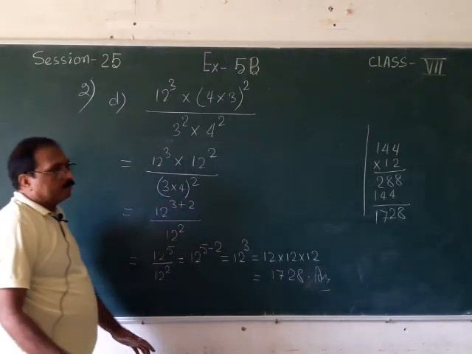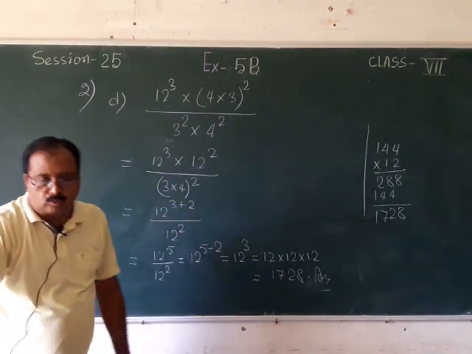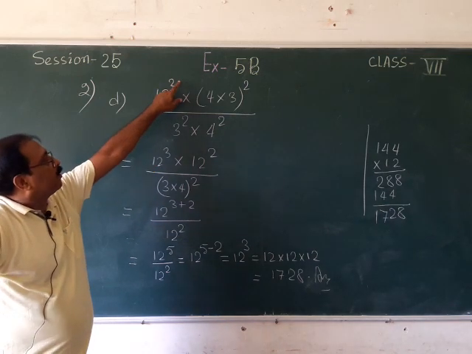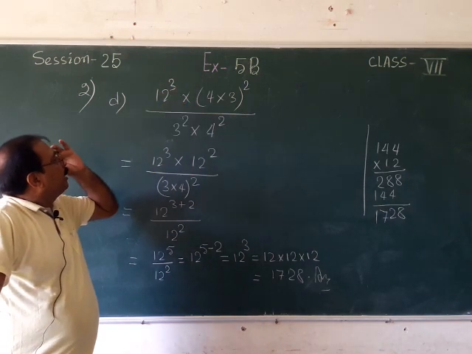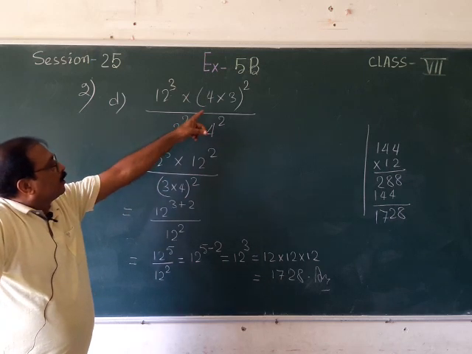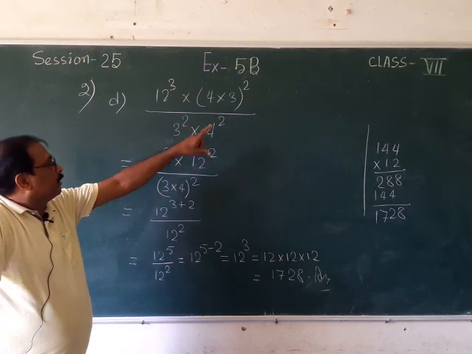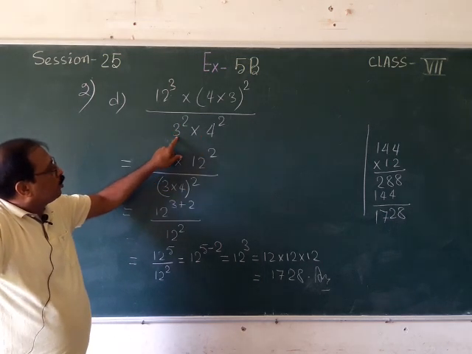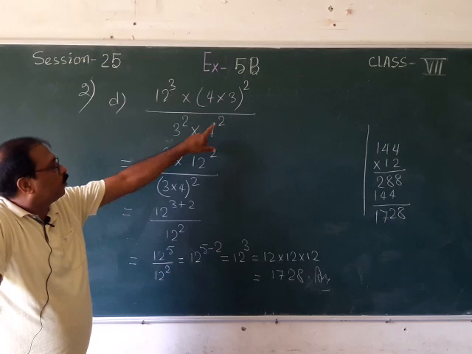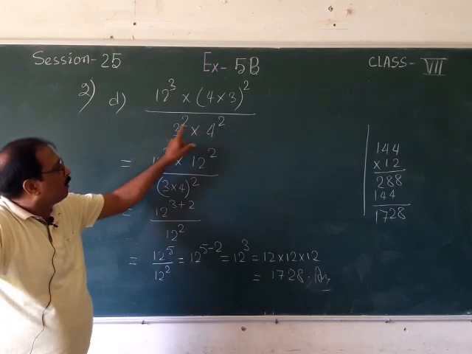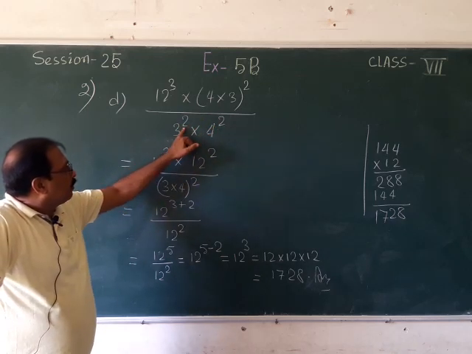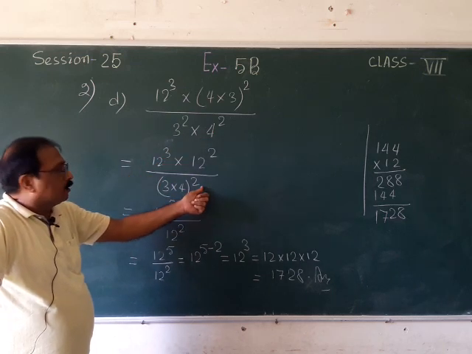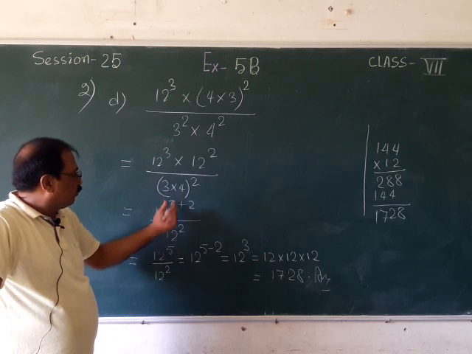So how have I solved this question? Once again I am going to repeat what I did. I saw there was 12 to the power 3 and it is multiplied by 4 into 3. So I know that 4 into 3 is going to be 12, and at the denominator I saw that 3 to the power 2 into 4 to the power 2 was there. As both the powers are 2, I have taken the power as common. So 3 into 4 to the power 2 I can write. So 3 4s are 12.